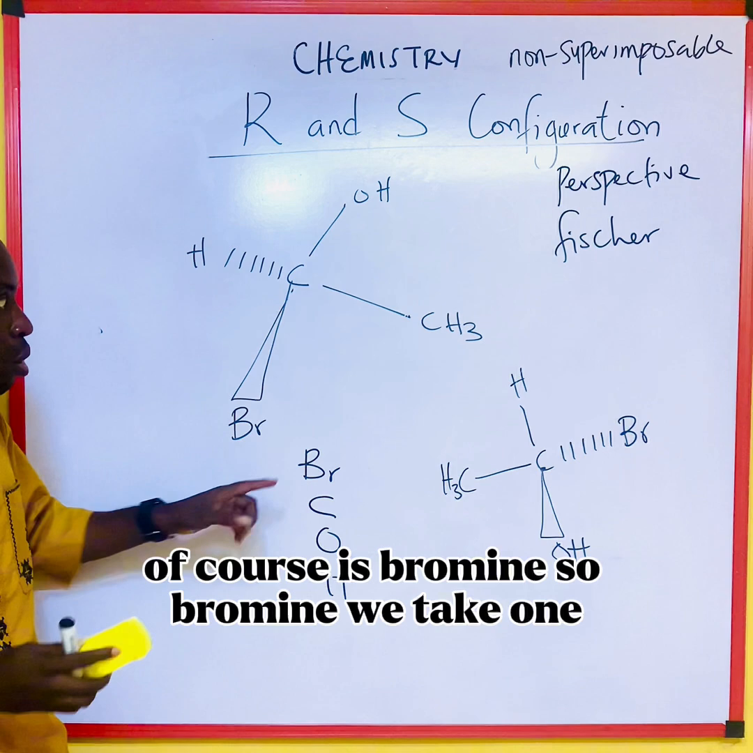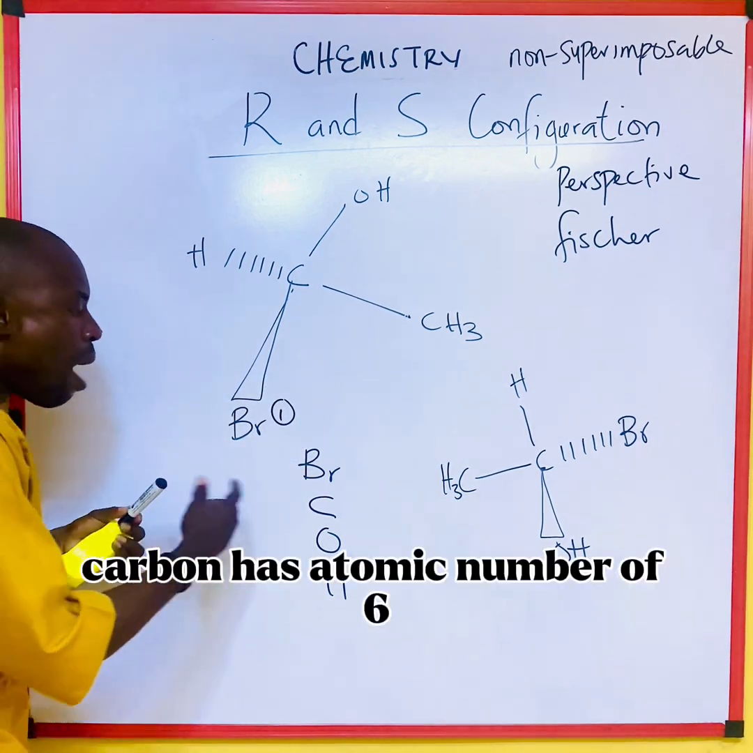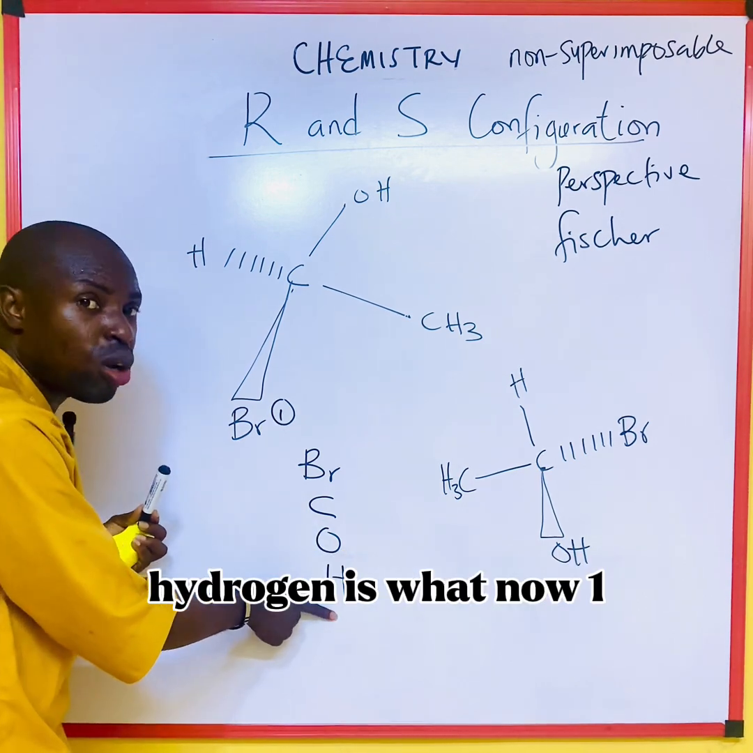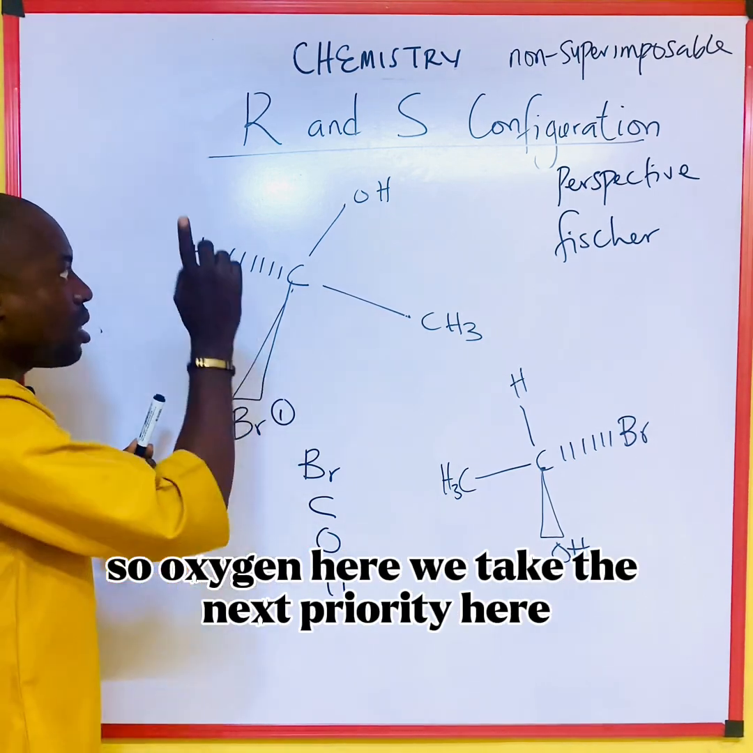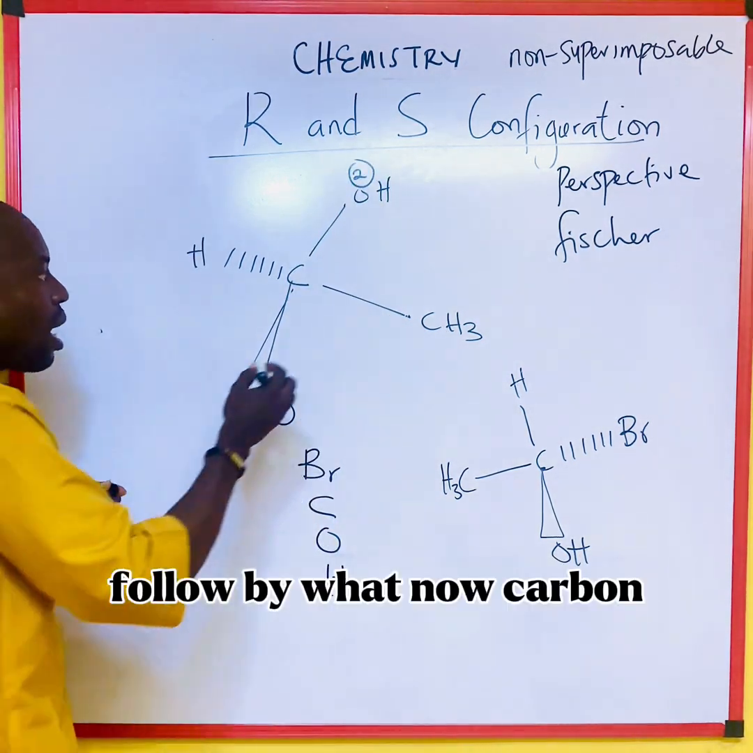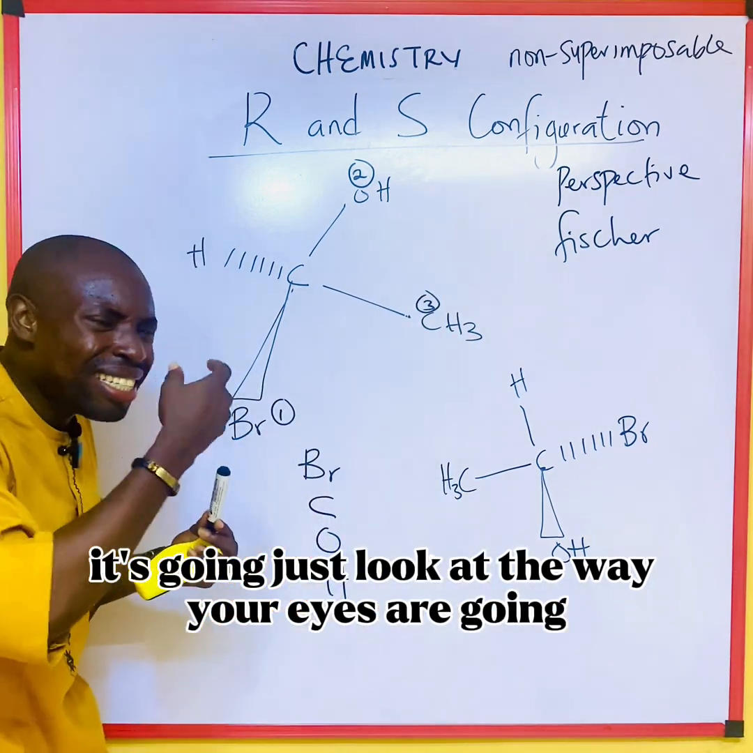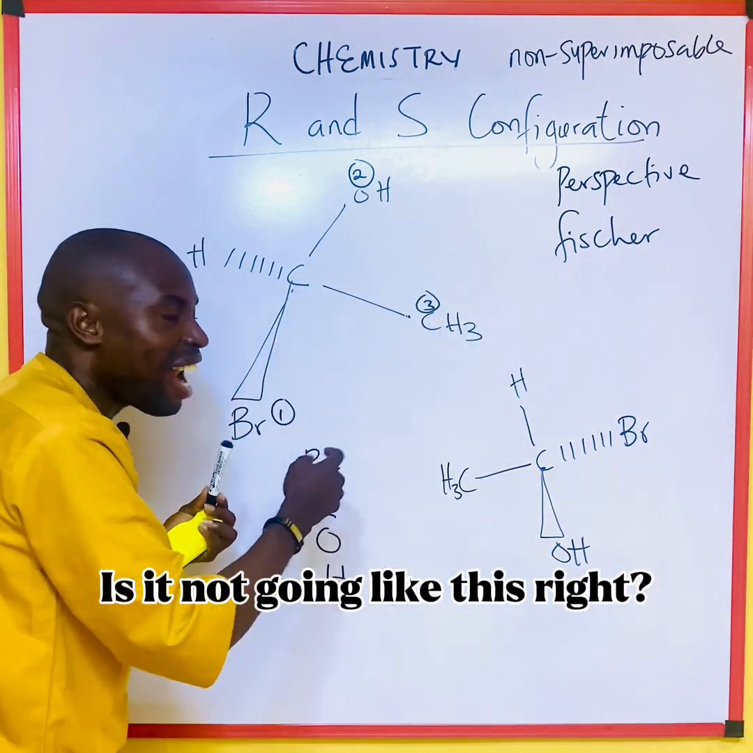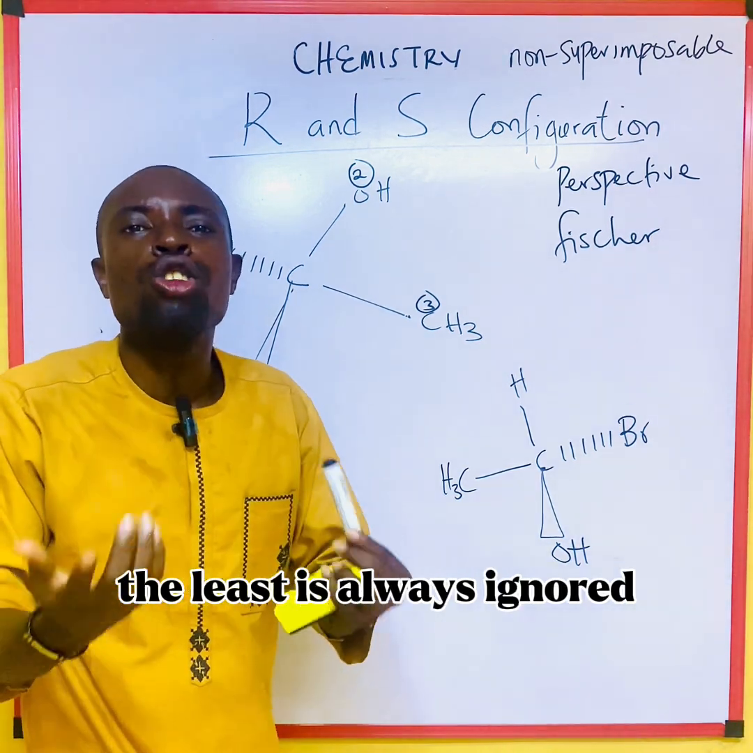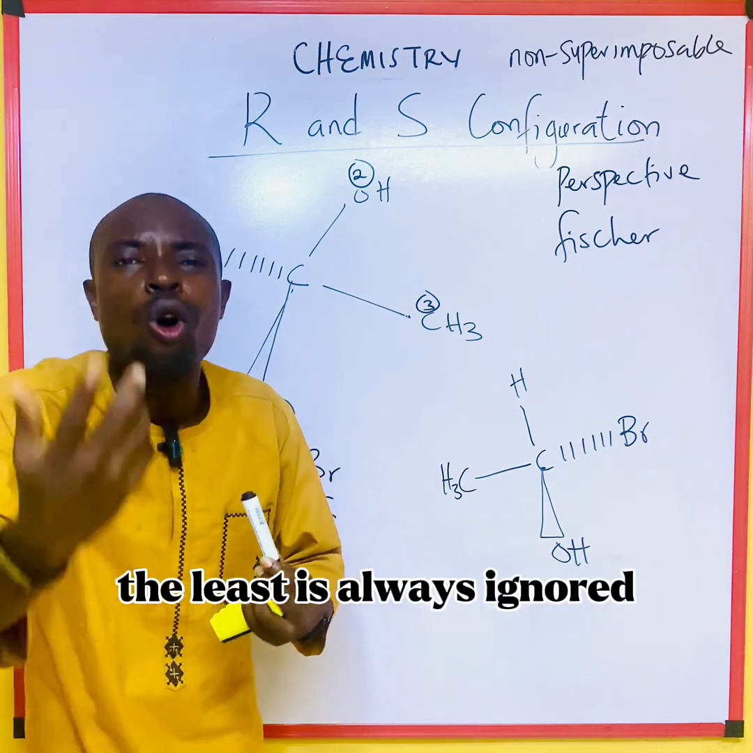Of course, it's bromine. So bromine we take 1. Carbon has atomic number of 6. Oxygen has atomic number of 8. Hydrogen is what now? 1. So oxygen, we take as the next priority, which is 2, followed by carbon, which is 3. See the way it's going. Just look at the way your eyes are going. It's not going like this, right? Why the least is what now? 4. The least is always ignored.